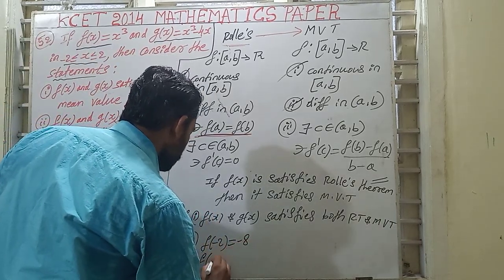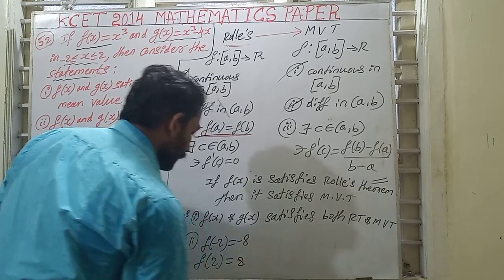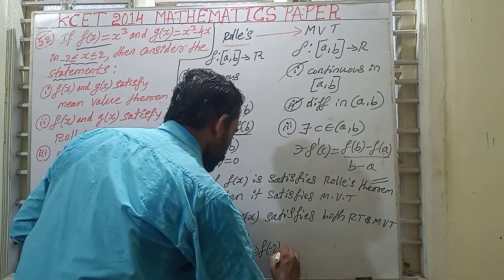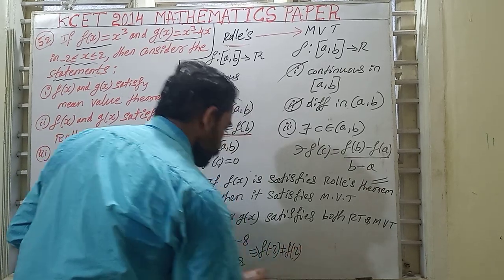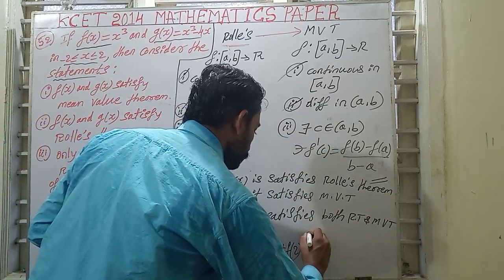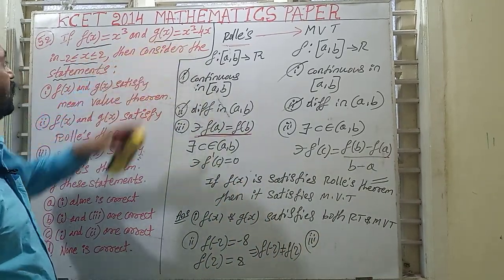f of +2 is equal to 2. 8 is equal to 8. So in this case f of -2 is not equal to f of +2. So third one. We have to find out f of g of -2 and g of +2.